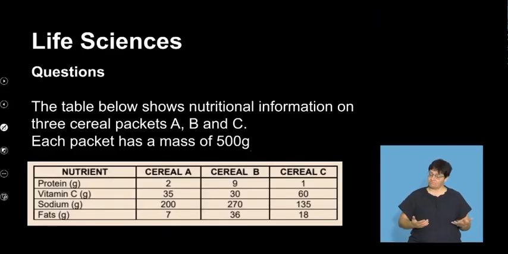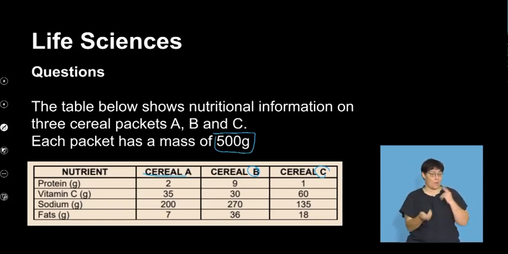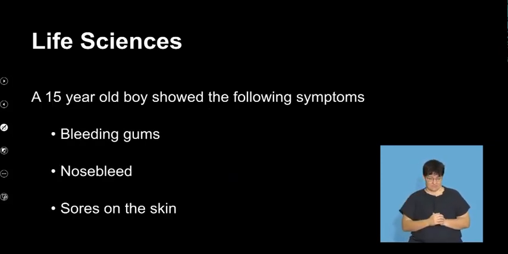All right, guys, let's have a look at this question. Basically, we've got a table. There are 3 different cereals, cereal A, B, and C. They've got a whole lot of information there, and it's very important that each pack is 500 grams. It's a box of cereal. Now we've said here that there's a 15-year-old boy, and these are the symptoms that he is showing. His gums are bleeding, his nose is bleeding, and he's got sores on his skin.